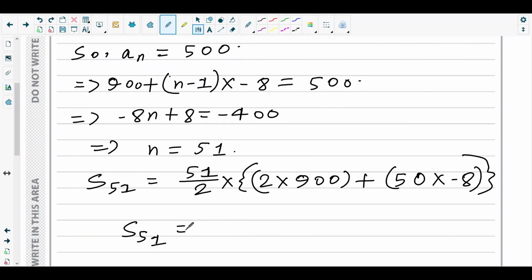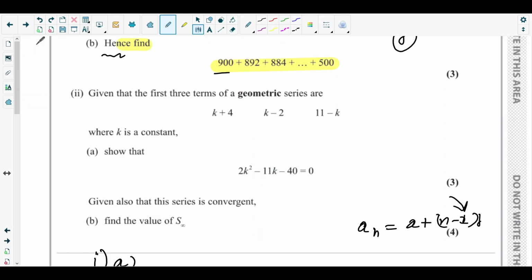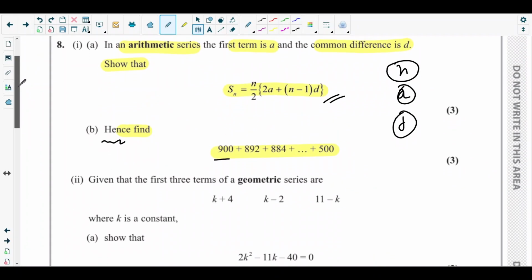So 2 times 900 is basically 1800. 1800 minus 50 times 8, which is 400. So you will get 1400 times 51 over 2. That is basically 35,700. This is the sum of the given arithmetic series.